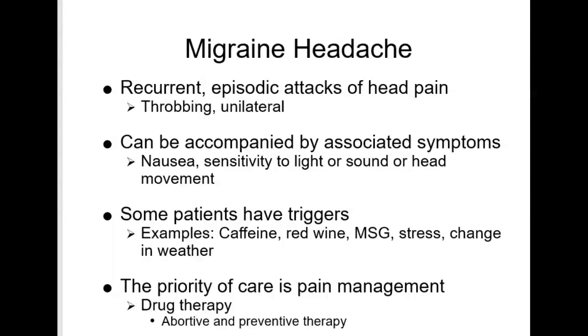The priority care is pain management, and we're going to talk about different types of drugs, either abortive drugs or preventative drugs. So preventative drugs are taken on a regular basis to prevent the migraine, whereas abortive drugs are taken once the migraine has started to stop the migraine.